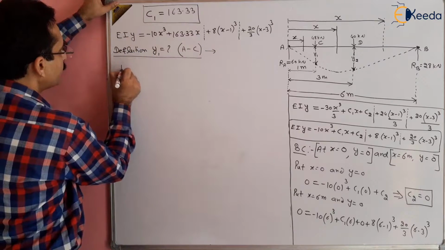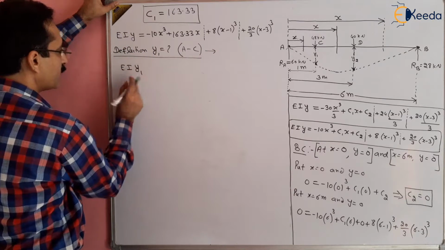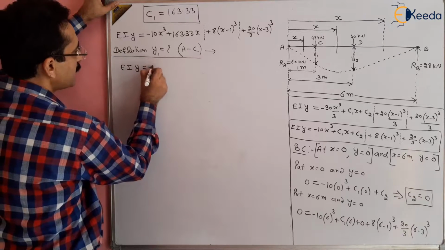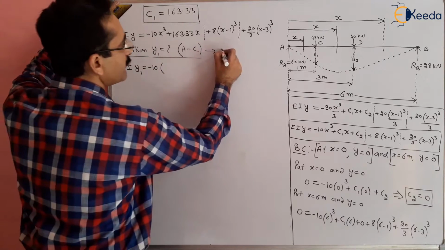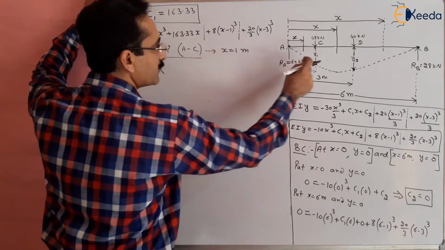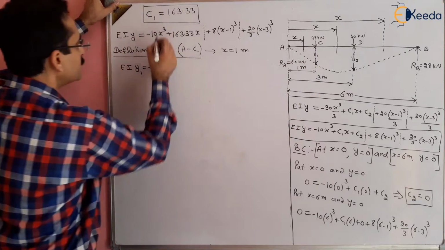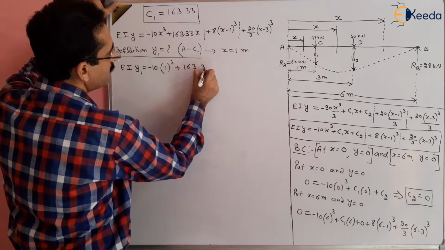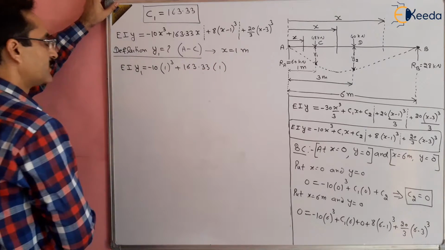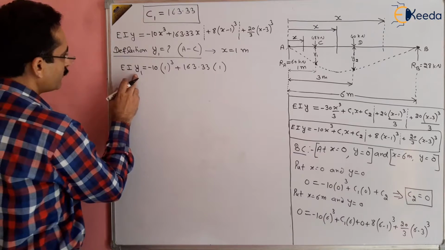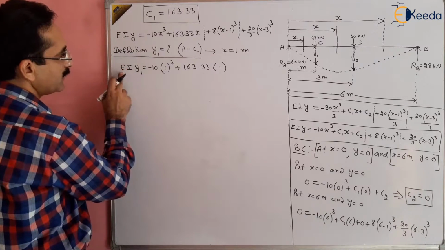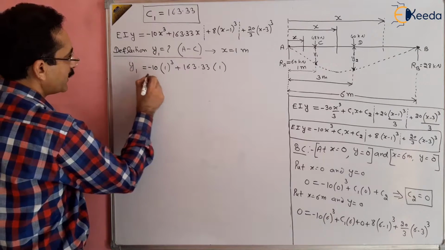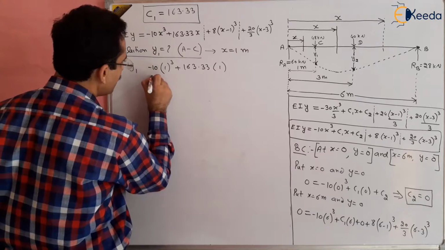Means EI y1, which we have to find out, will be equal to minus 10, and the x value at this point is 1 meter, right? For y1 the x value is 1 meter. So this is 1 cube plus 163.33 multiplied by 1, right? And to find y1 we have to divide by E and I. So I am directly writing here y1 divided by EI.